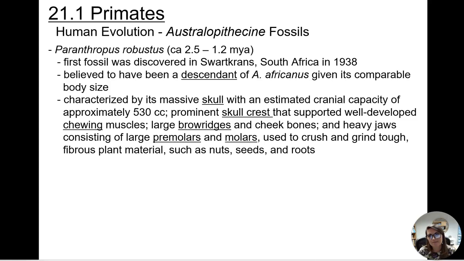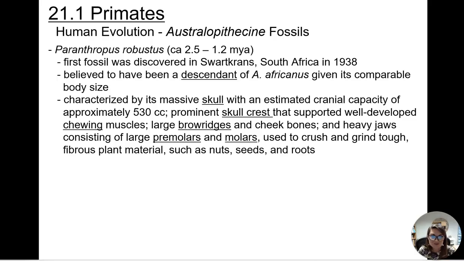Next, we have the Paranthropus robustus, which is going to appear 2.5 to 1.2 million years ago. The first fossil was discovered in Swartkrans, South Africa in 1938, and is believed to have been a descendant of A. africanus, given the comparable body size.